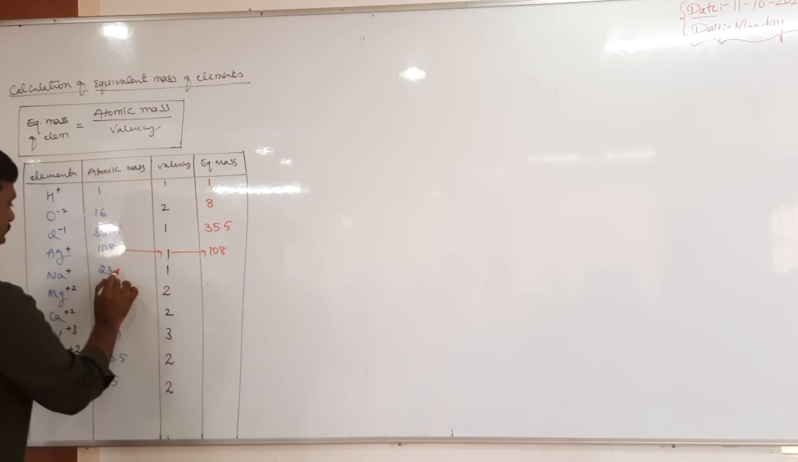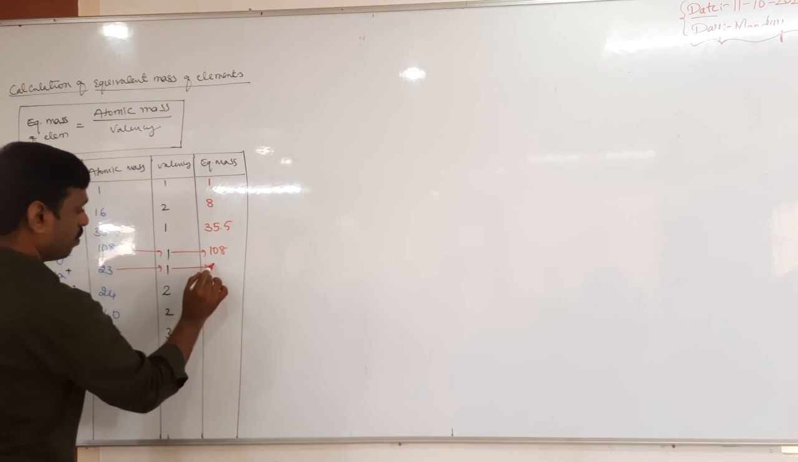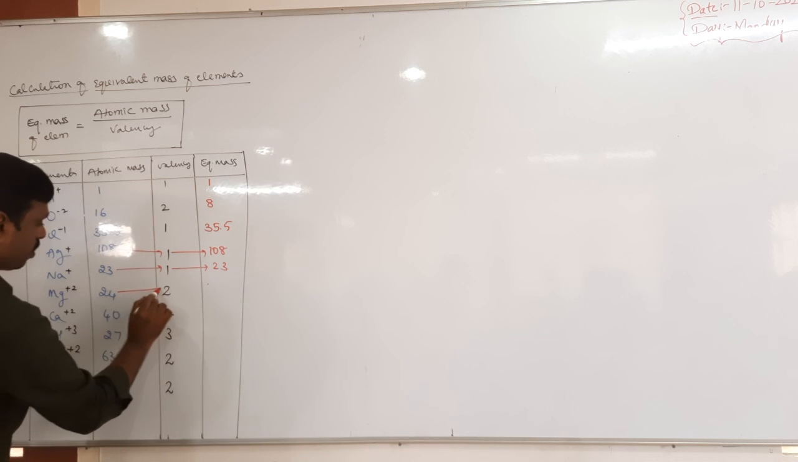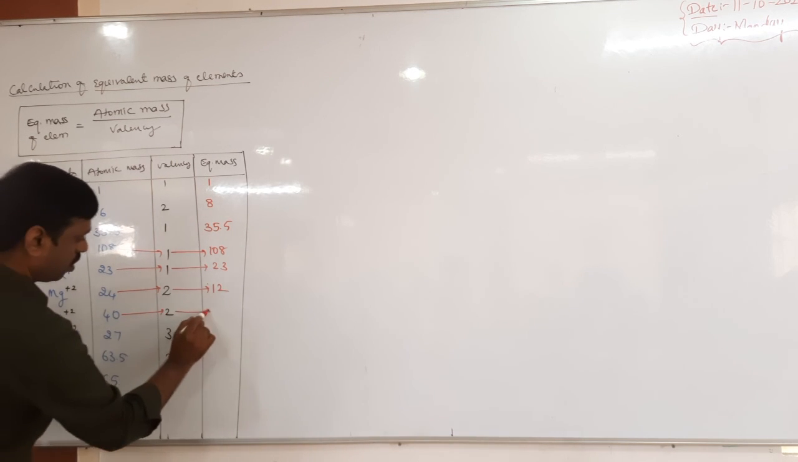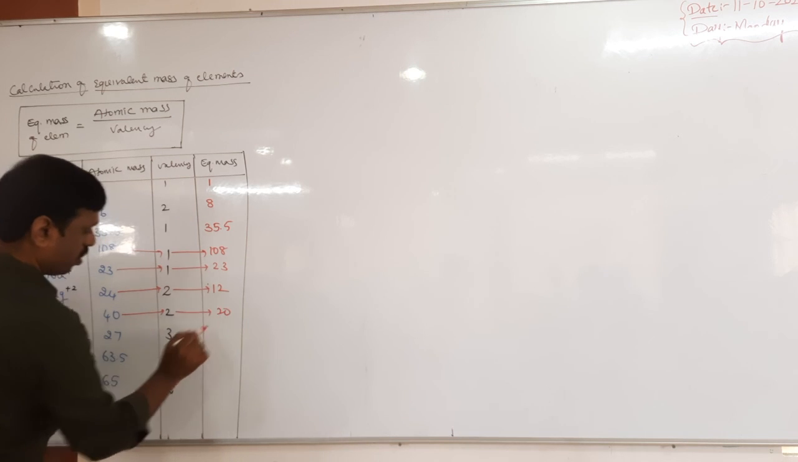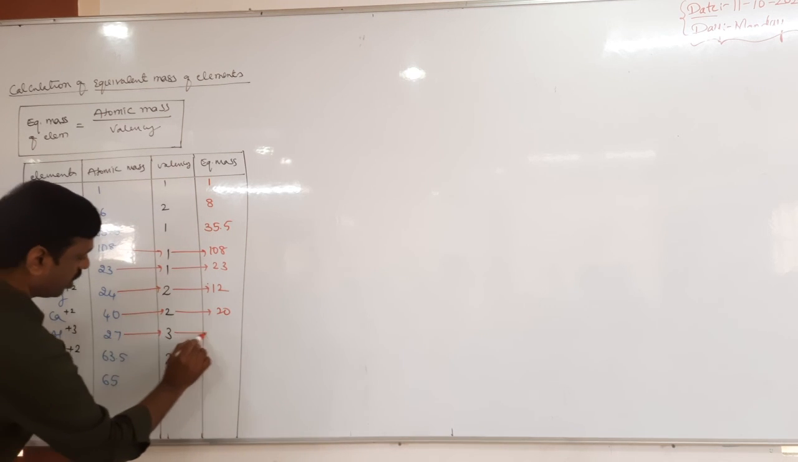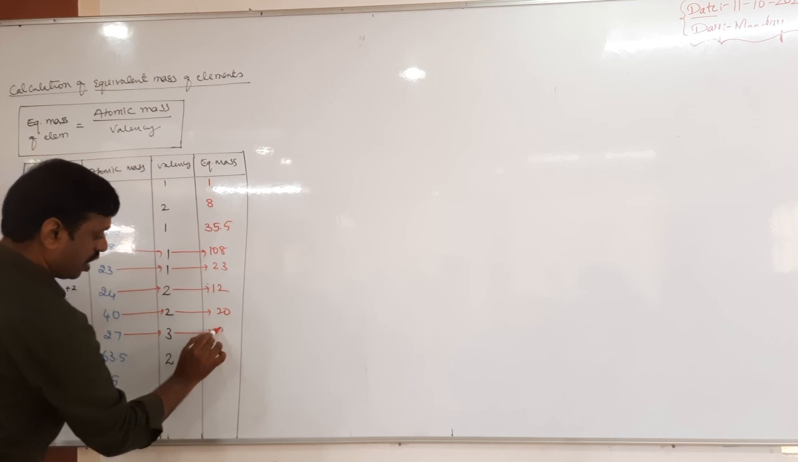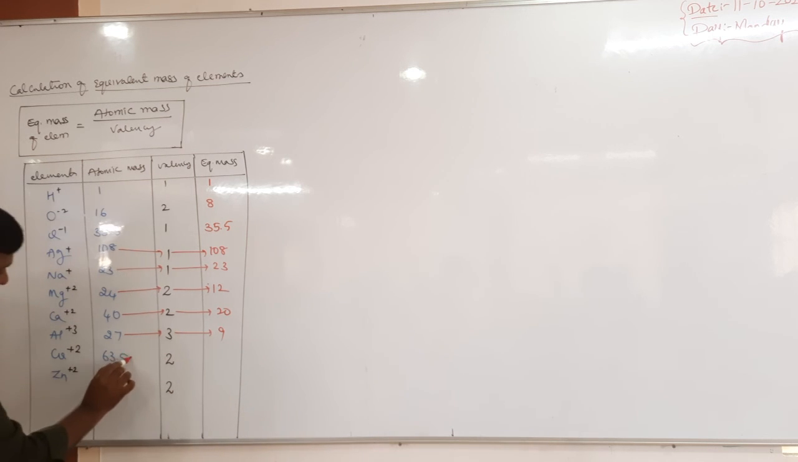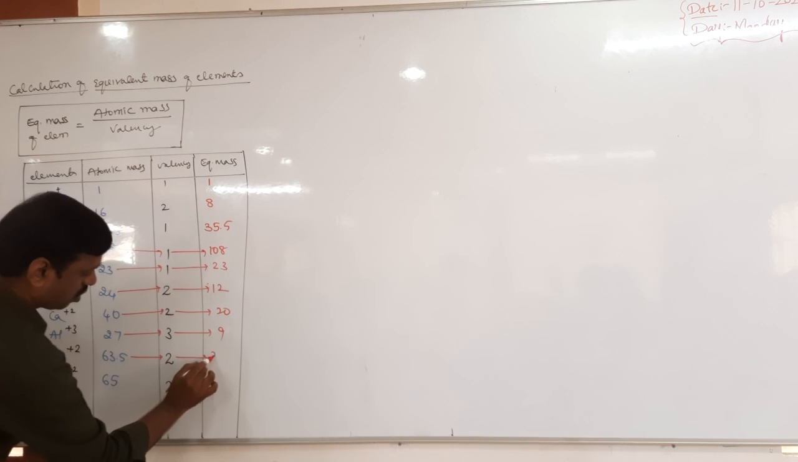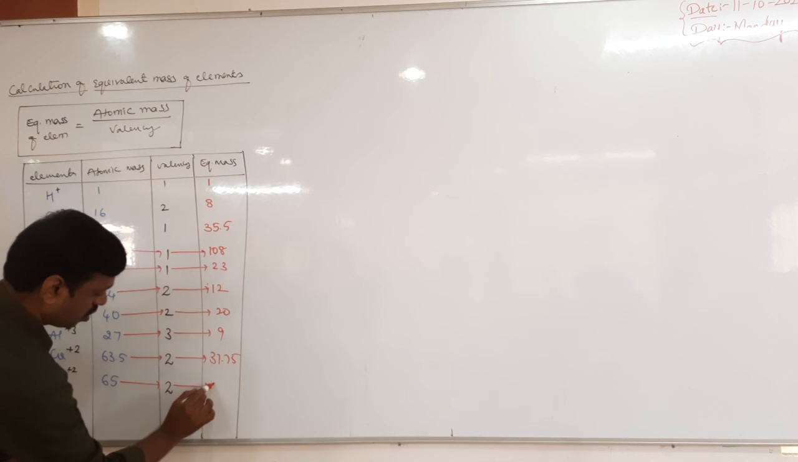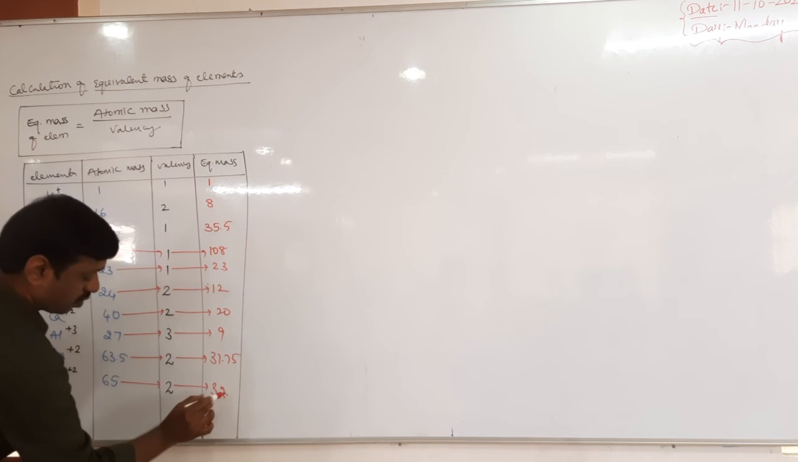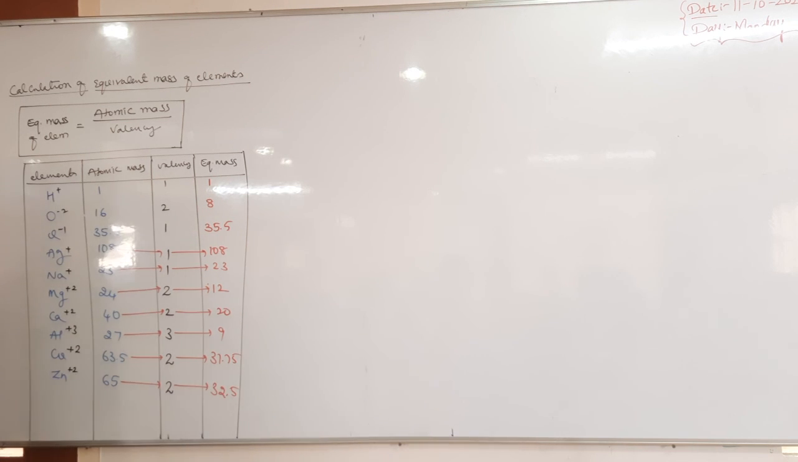Silver: 108. Next, sodium: 23. Calcium: 20. Aluminium: 27 by 3 is 9. Equivalent mass of copper: 31.75. Zinc: 32.5 approximately. Okay.